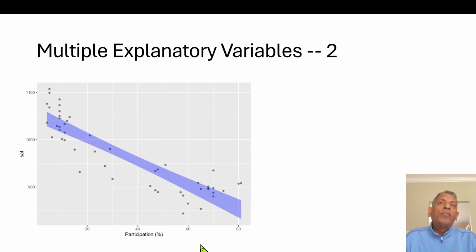So we now have two conflicting things, right? If you look at expenditure versus SAT, you're seeing that as expenditure increases, SAT is going down.